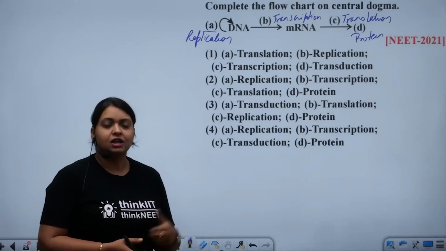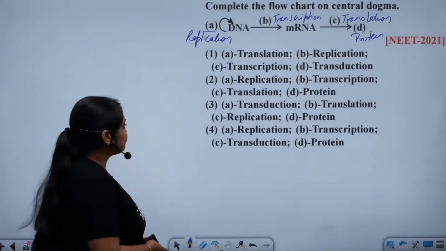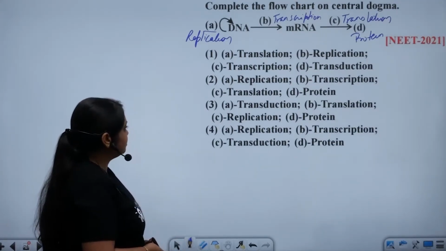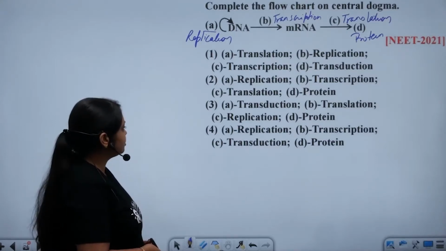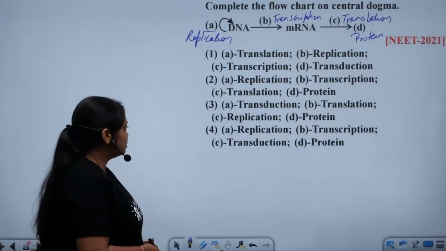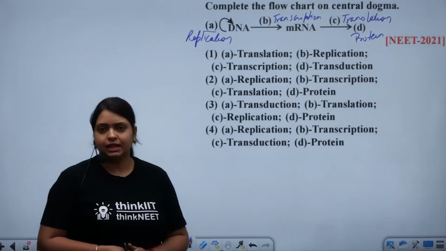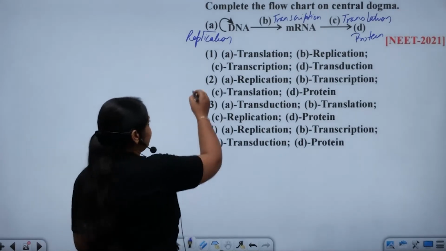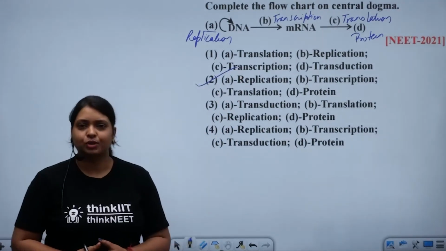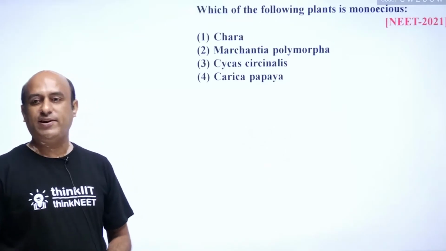But before that, just follow the other options also. Third, A, transduction, B, translation, C, replication, and D, protein, incorrect. Fourth, A, replication, B, transcription, C, transduction, and D, protein, incorrect. So the correct answer for this question is option number 2. Now student, let us move to the next question.